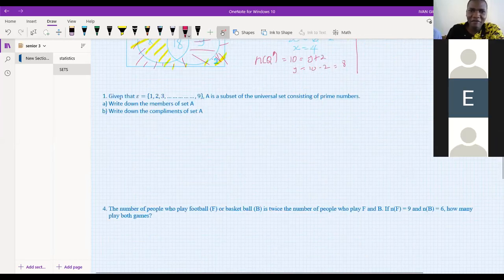Now they're saying, given the universal set 1, 2, 3 up to that, this universal set takes on numbers from 1 up to 9. A subset of the universal set consisting of prime numbers. Yes, Obang, Jesse, your hand is up.